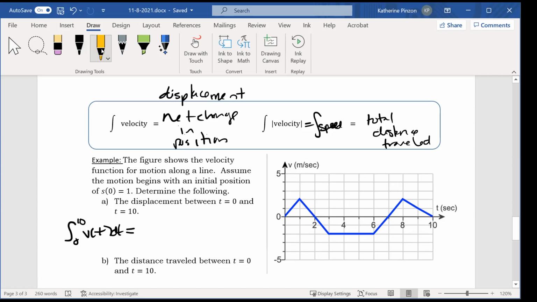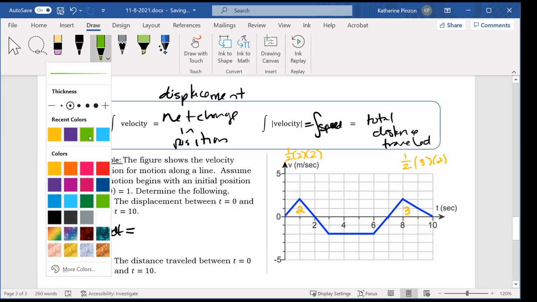Let's see, this first one is a triangle, base 2, height 2. So 1/2 base times height gives me 2. That guy is 2. I'm going to do this last one. 1/2, this guy is base 3, height 2. So this guy is 3.